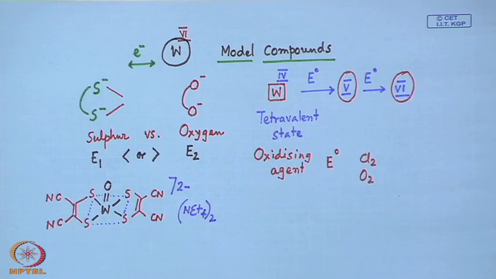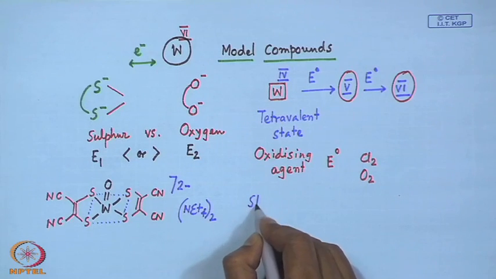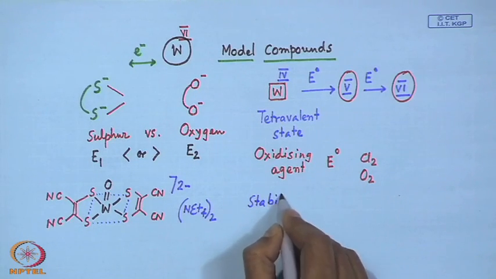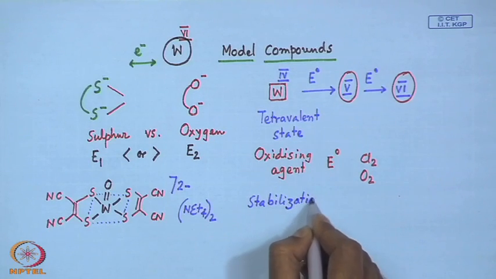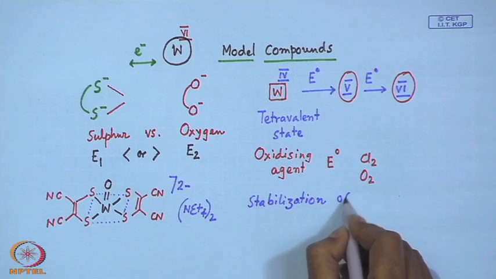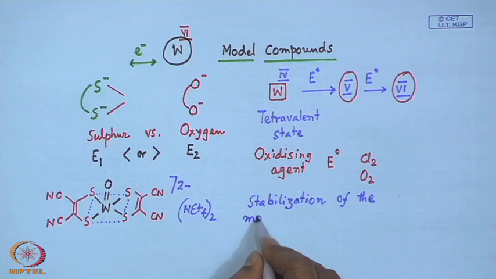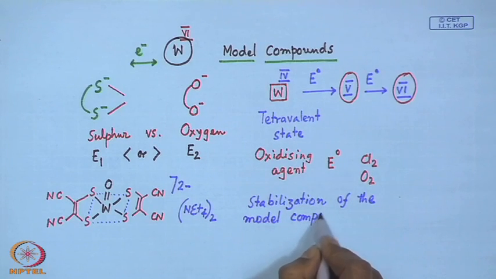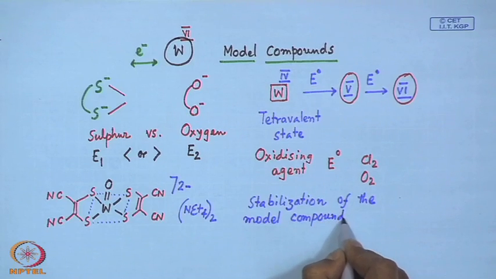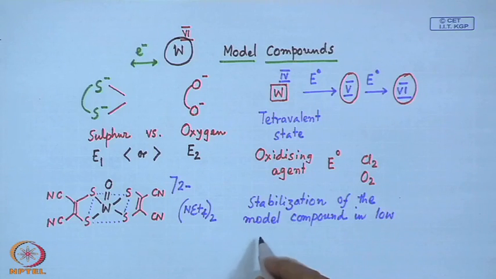So, the question is how we get this particular one in the +4 oxidation state. That means the stabilization of the species of the model compound in low oxidation state.